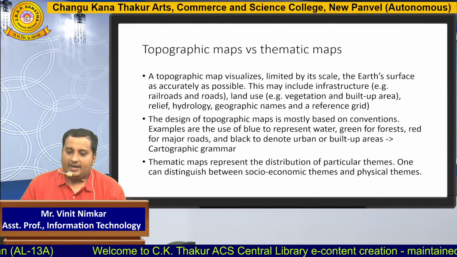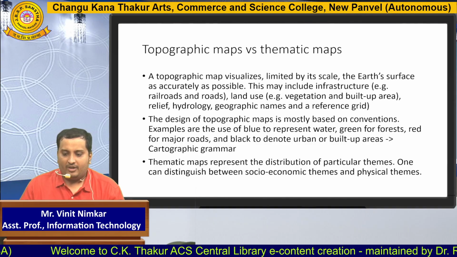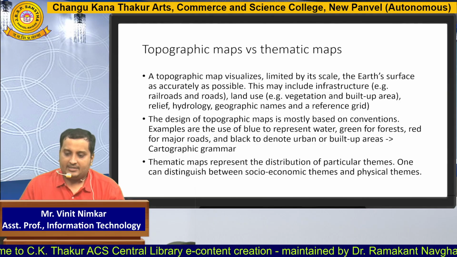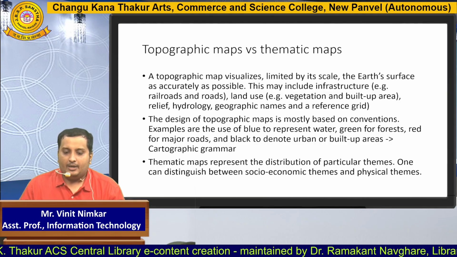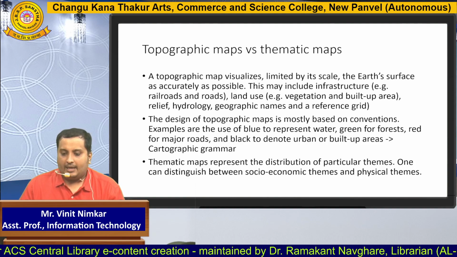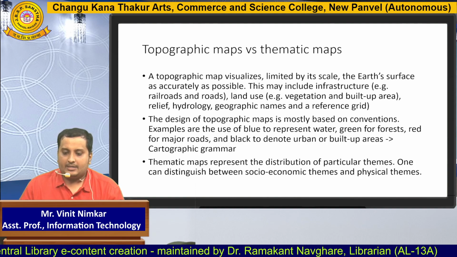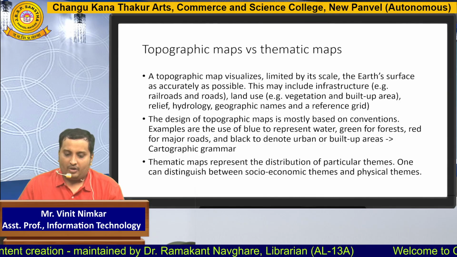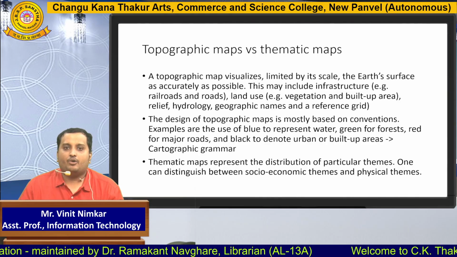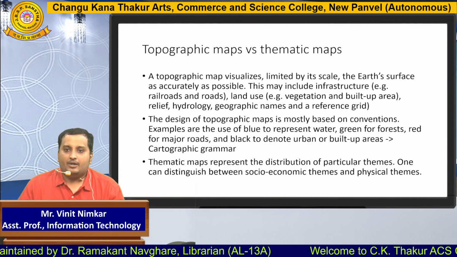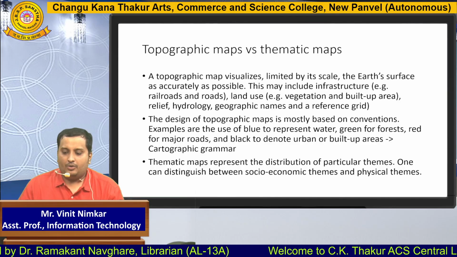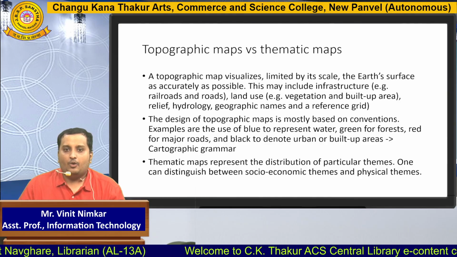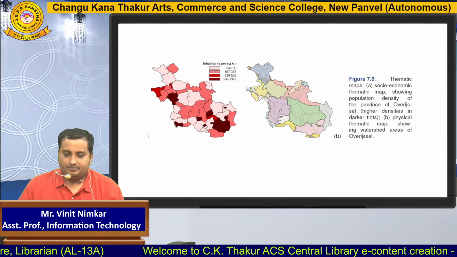Topographic maps and thematic maps. Topographic maps have limited scale and can be used to show limited types of objects like vegetation, built up areas, geographic names, etc. While thematic maps can be based upon only a particular theme. You can show information based only upon certain particular things like only population, only roads, only railway networks, etc.